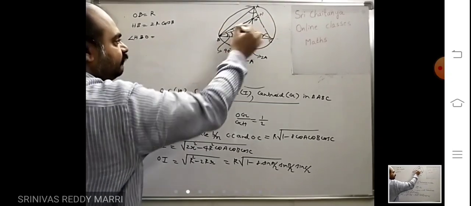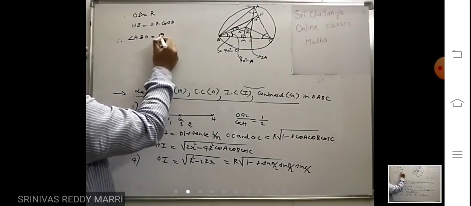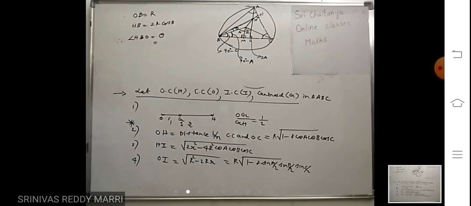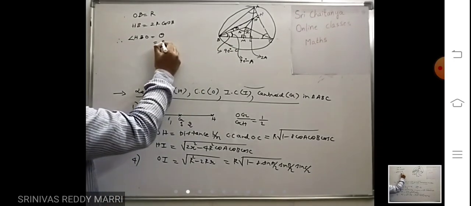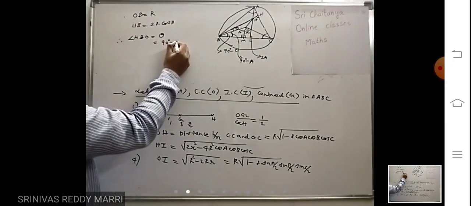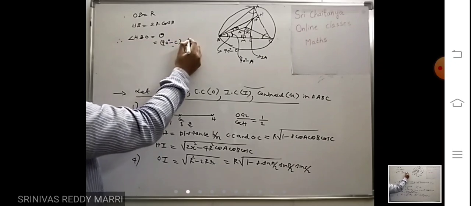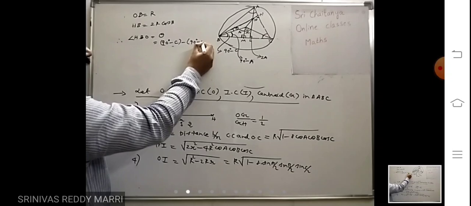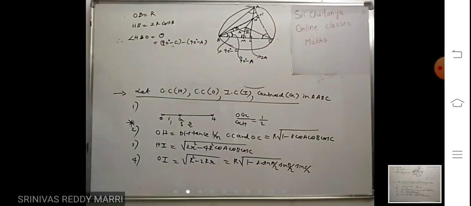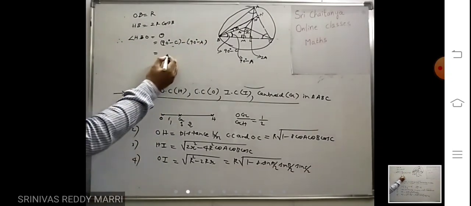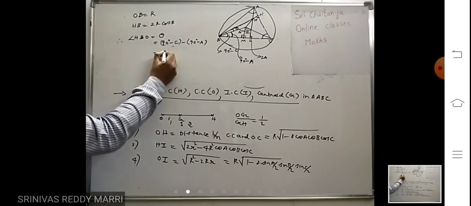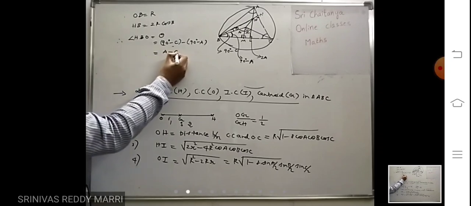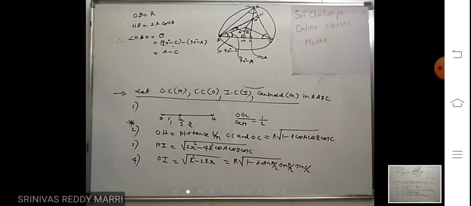Angle HBO is nothing but theta. That is nothing but 90 minus C minus of 90 degree minus A. The 90 will get cancelled. That is nothing but A minus C. That theta is nothing but A minus C.